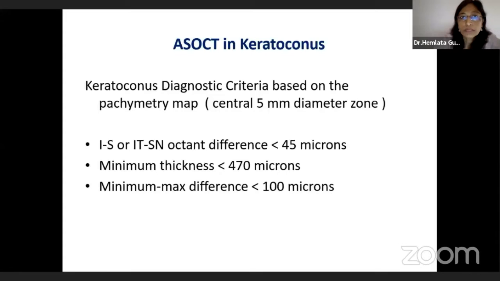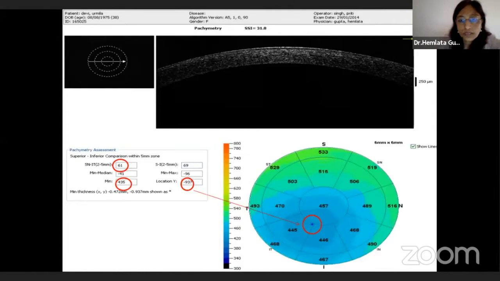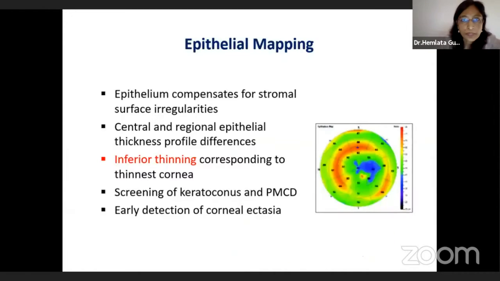So keratoconus can be diagnosed on ASOCT based upon 3 or 4 criteria in the central pachymetry map. This is how a patient of keratoconus looks on anterior segment OCT, where you see thinning of the cornea and altered superior inferior temporal ratio. And it also gives us progression maps if you want to monitor the progression of the disease.